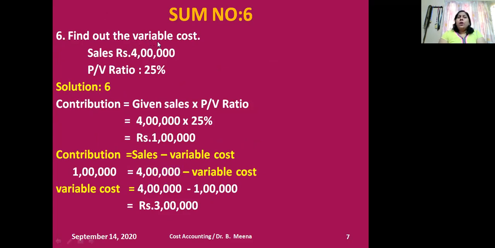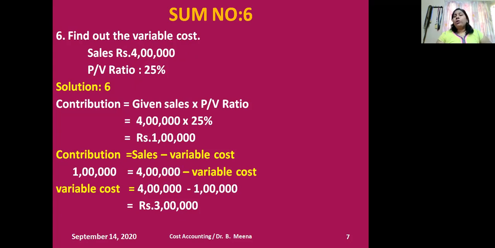Find out the variable costs. What are the information available? We need to check first. They are asking variable cost. The information available is sales and PV ratio. So once I knew that variable cost is the question, and I knew the sales, bring the margin cost statement always in your mind. Always please have the margin cost statement in your mind when you are working out the problems under margin costing. That is very, very helpful to work out the things very quickly.